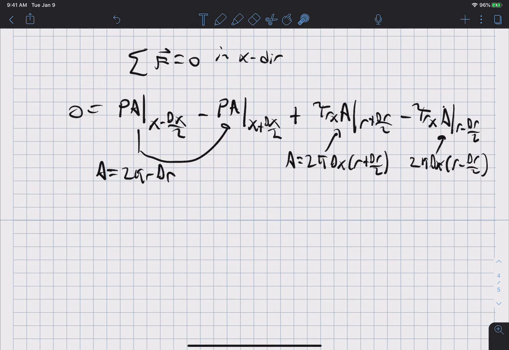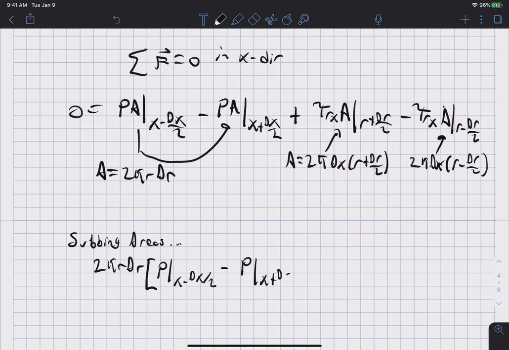So I'm going to put everything together and start working with this a little bit. So this starts exploding into a bit of a mess. So substituting the areas, we have 2 pi r delta r times pressure at x minus delta x over 2 minus pressure at x plus delta x over 2.